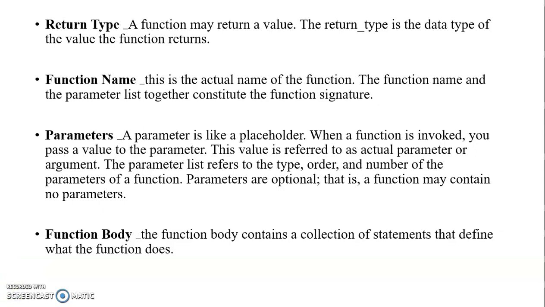It is the data type of the value that the function returns. So we need to understand what exactly the return type is. The return type is a data type. As you know, we have data types such as integer, character, float and double. So some functions return values of whichever data type they have. By default, the return type of a function is always integer.